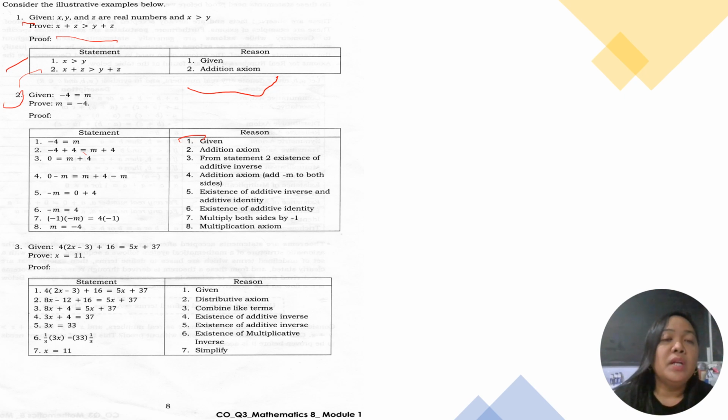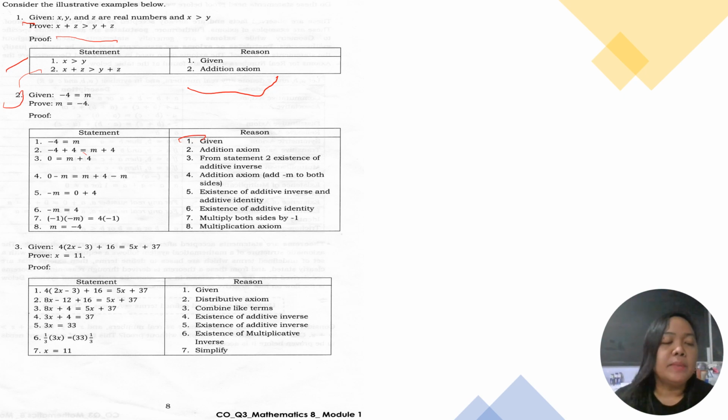By existence of additive inverse, we can now write statement number 5, which is 0 minus m here is equal to negative m. And then m minus m is 0, right? So 0 plus 4. That is statement number 5. Okay, valid reason, we have the existence of additive inverse and additive identity because we added 0 here. Remember, the additive identity is 0.